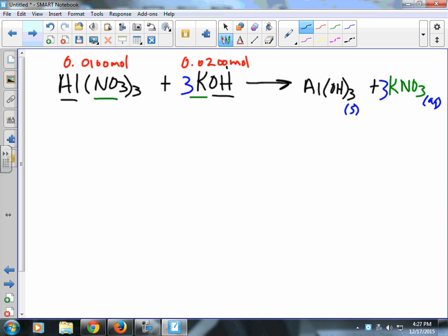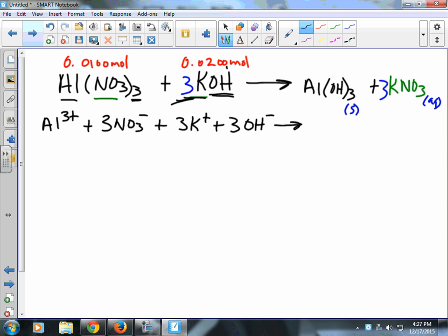Okay, ionic equation. You've got aluminum +3. We have nitrate. How many? 3. 3 nitrates. How many potassiums? 3. How many hydroxides? 3. This is a precipitate. It stays as a solid.